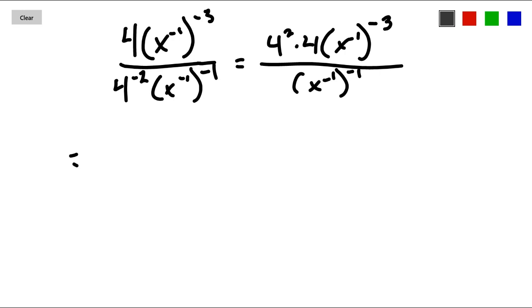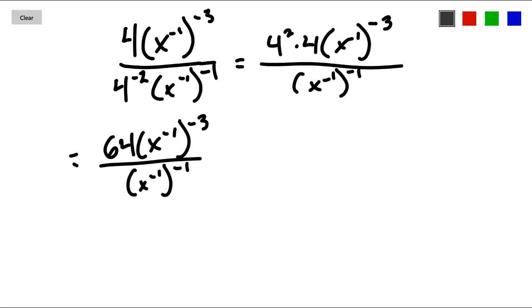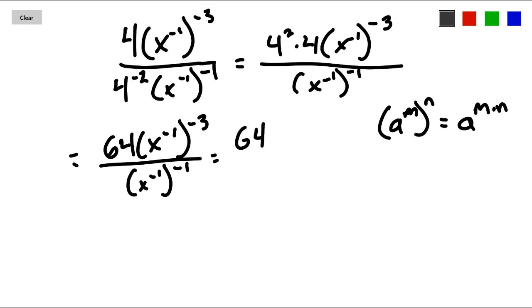And this gives me 64 times x to the negative 1st power raised to the negative 3rd power times x to the negative 1st power raised to the negative 1st power. And I can use the fact that if you have some number raised to a power and you raise that to another power, then that's just the same as that number raised to the product of both of the powers. So if I apply that to top and bottom, I end up with 64 times x to the 3rd power over x to the 1st power.